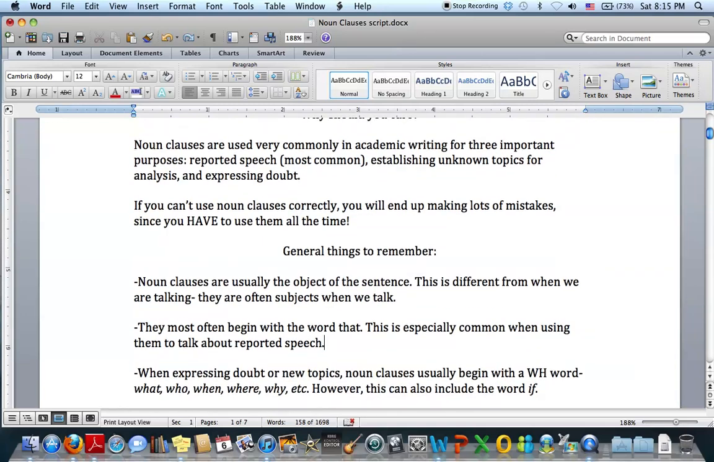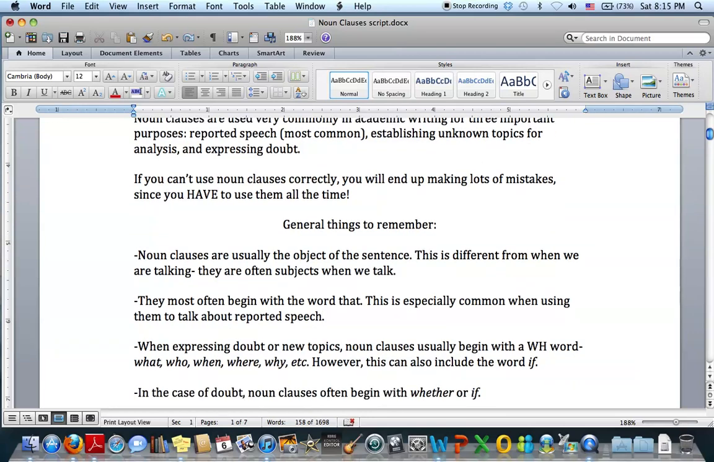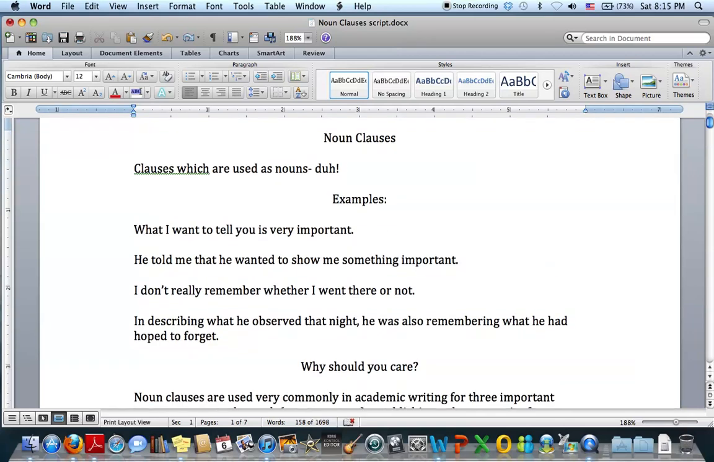When you're expressing doubt or new topics, noun clauses usually start with a WH word. When we say WH word, that means what, who, when, where, why. It also means how as well. This also means whether, and it also includes the word if. So, once again, in the case of doubt, noun clauses often begin with whether or if. This is what we talked about before. And if you look at one of the examples we had right up here at the beginning, whether I went there or not, we're talking about not really trusting our memory, not really knowing what happened. So again, if it's the idea of doubt, it oftentimes starts with whether or if.